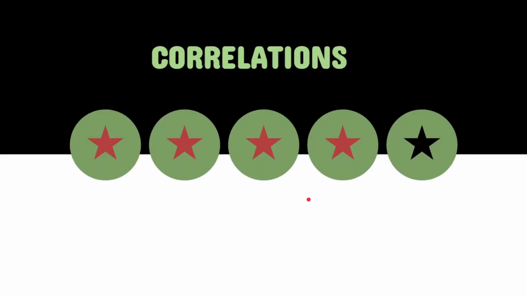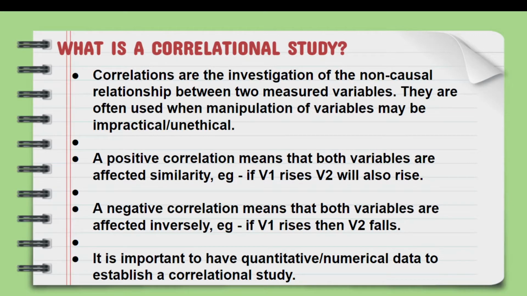Next, we will be looking at the elephant in the room, correlations. So what are correlations? A correlational study is essentially you trying to determine a non-causal relationship between two measured variables. So think of it as two dependent variables. So we have two DVs. We often use correlational studies when we don't have much data to go off of, or if manipulation of variables, for example in an experiment, would be unethical. So instead, we just measure the trends in the variables.